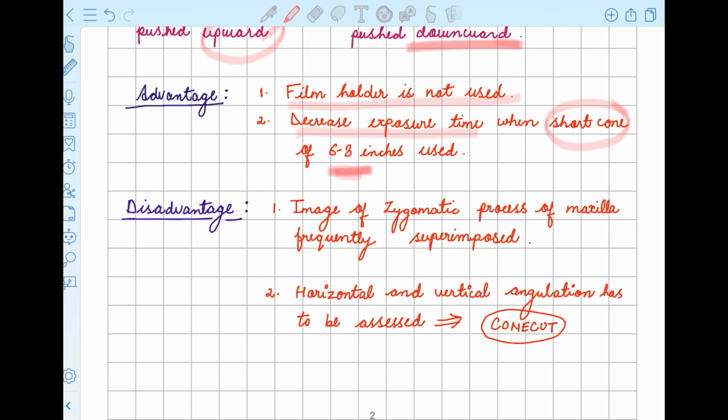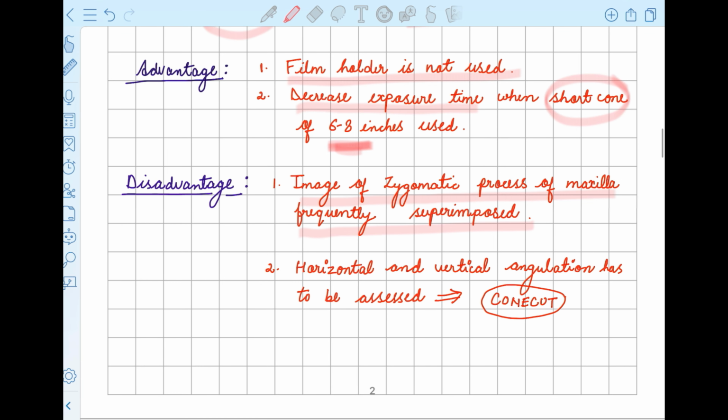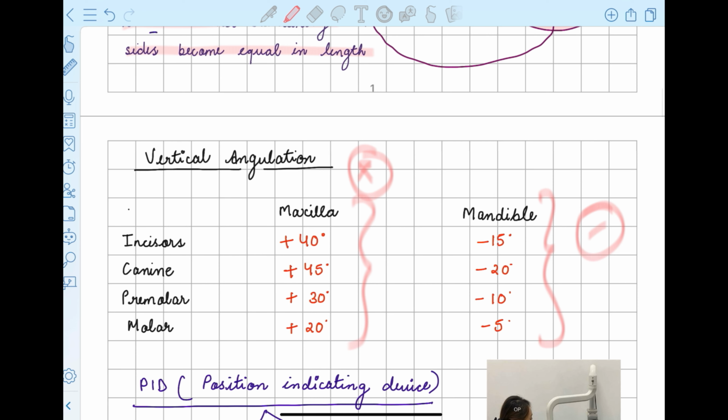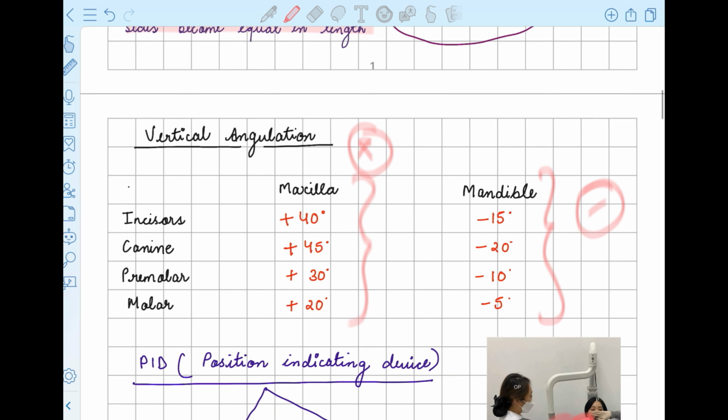Now let's see the disadvantages. In this, the image of the zygomatic process of maxilla is frequently superimposed over the apex of the root tips. And here the horizontal and the vertical angulation has to be assessed properly, otherwise there will be cone cut. Now what do I mean by vertical angulation? Here I have explained the angulation, so it has to be very precise, otherwise there will be a problem of cone cut.